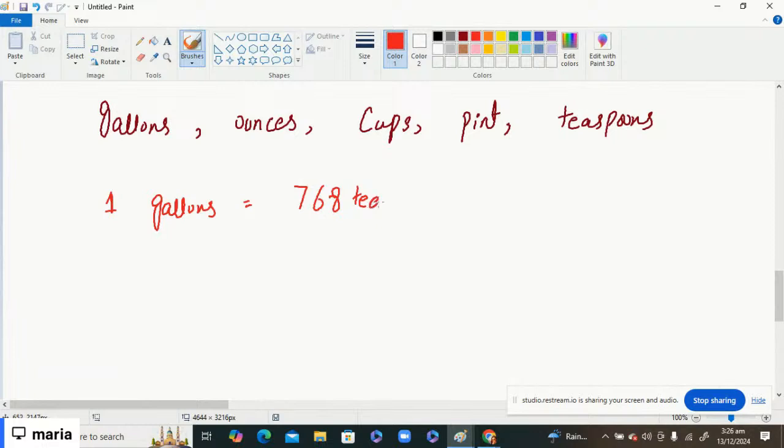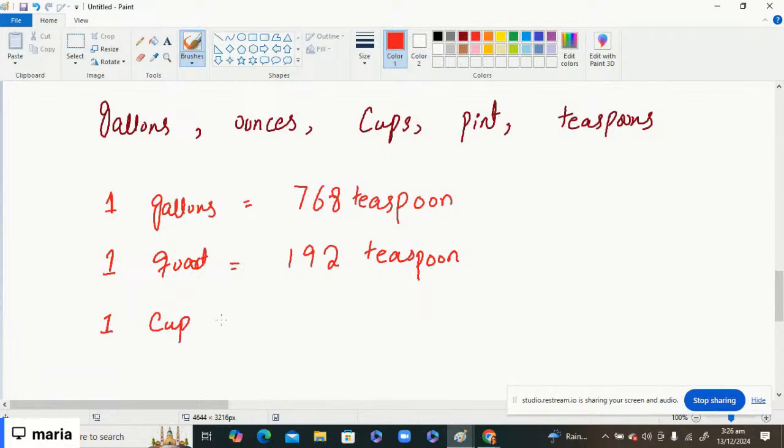768 teaspoons. Okay. 1 quart. 1 quart is equal to 192 teaspoons. All of it is measured in teaspoons. Then 1 cup is equal to 48 teaspoons. You're going to write all these things in your notebook. It will help you later in solving the questions.